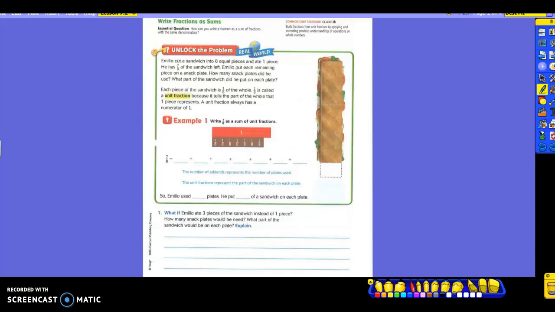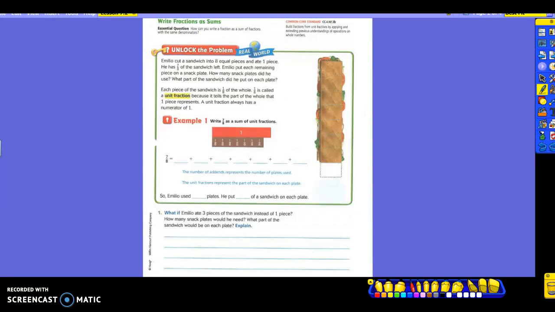Right, today we are going to write fractions as sums. Yesterday, we did some things with adding and subtracting parts. Today, we're going to put some fractions into some addition problems. So let's read the problem here.